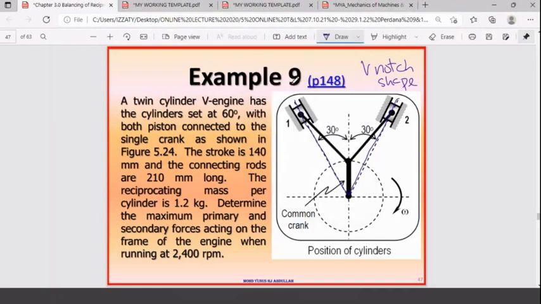Okay, so for example, if you cut it into two, they call this the V set at 60 degrees, for example. So you cut symmetrically, so it will carry 30 degrees and another 30 degrees to each cylinder, cylinder number 1 and cylinder 2. So the crank will not be at any cylinder. It will always be vertical. It can be vertically upward. It can also be vertically downwards.